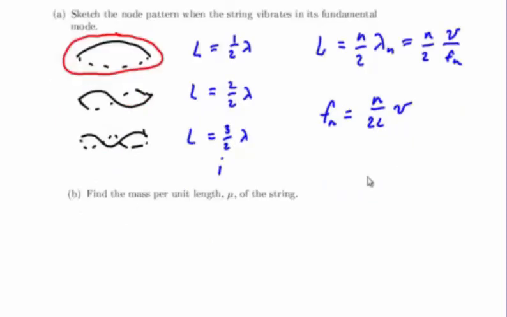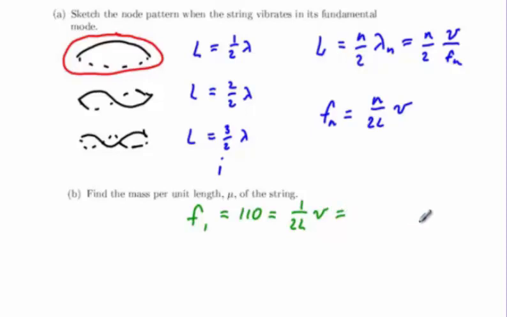In part B, we've been asked to find the mass per unit length, mu, of the string. We'll do that in the following manner. We note that since the guitar will typically play in its fundamental mode, the frequency we're talking about, F1 of 110 Hz, will be equal to 1 over twice the length times the velocity of the waves.